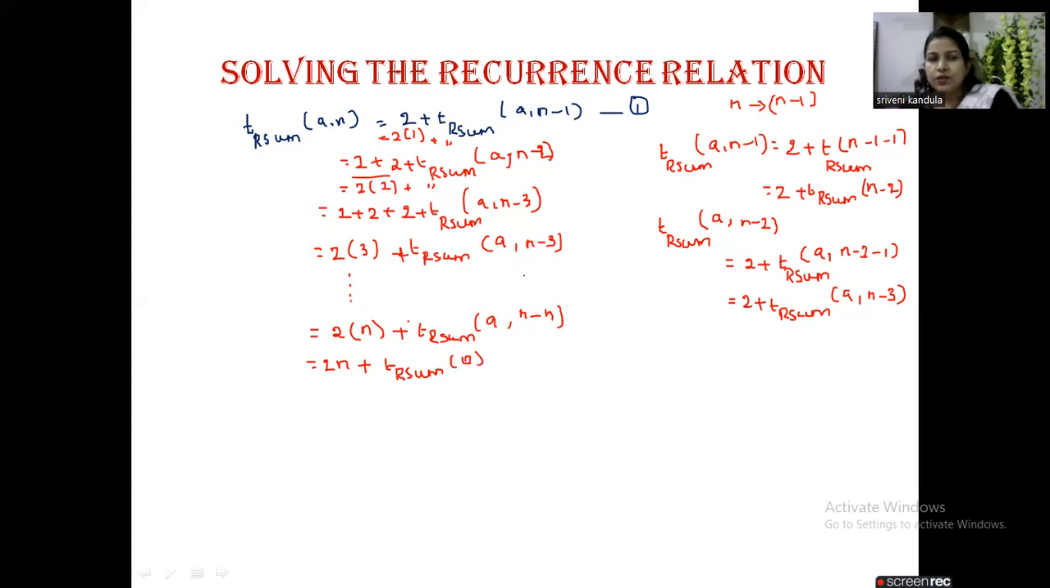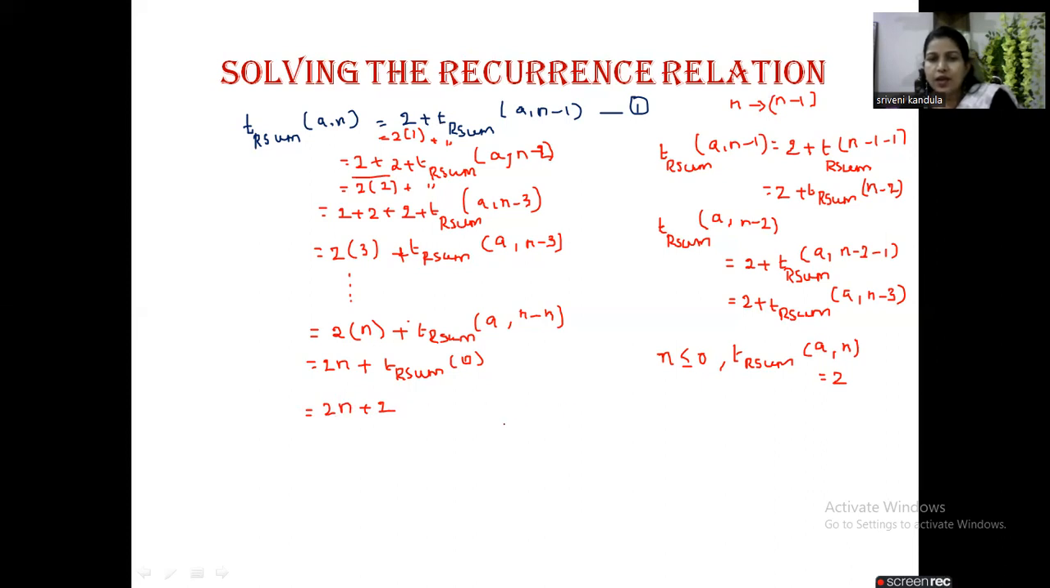Okay. So from the earlier recurrence relation, whenever your n value is less than or equal to 0, what is the value of T_rsum(a, n)? The value of this is 2. So let us use that value here. 2n plus 2. So finally, I obtain the total number of steps.